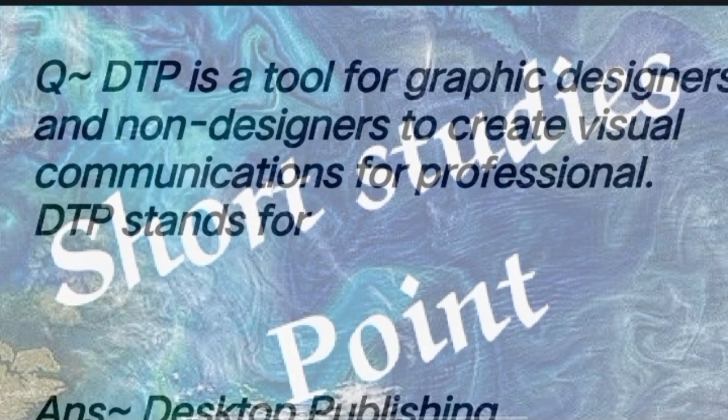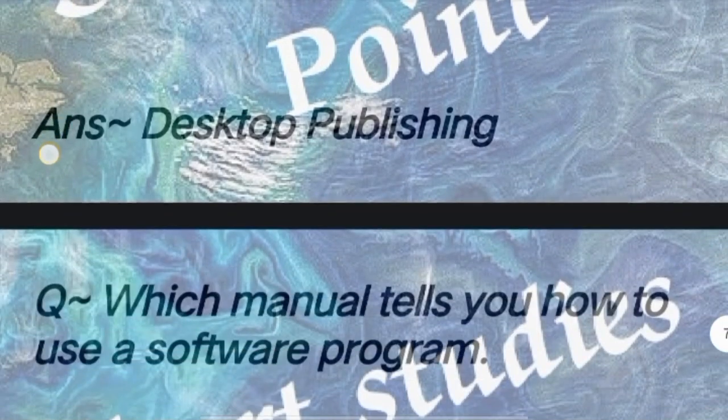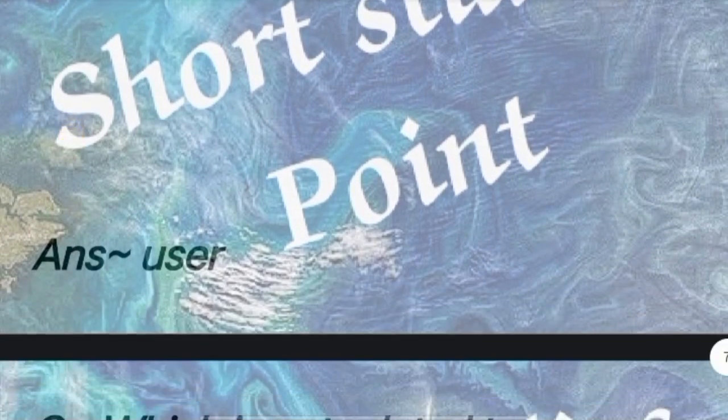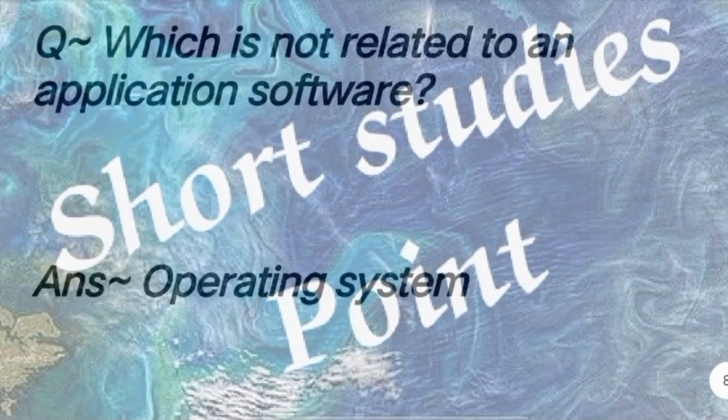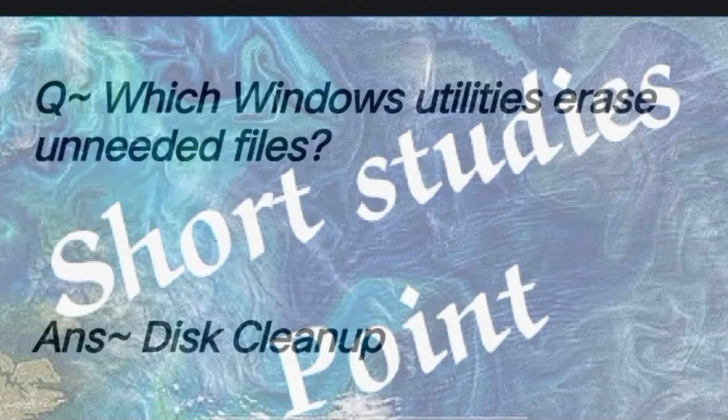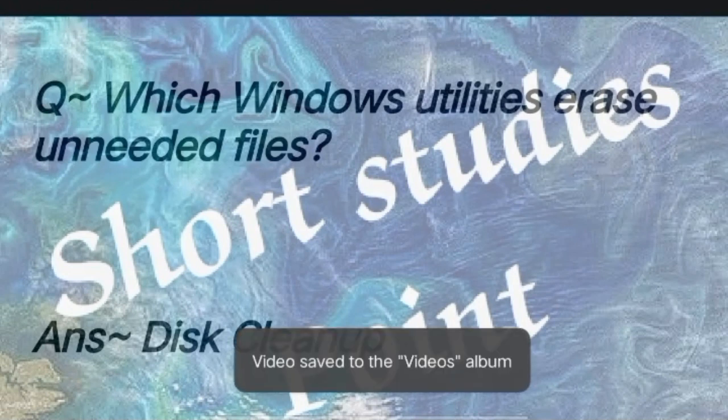Next question: DTP is a tool for graphic designers and non-designers to create visual communication for professionals. DTP stands for. Answer: Desktop publishing. Next question: Which manual tells you how to use a software program? Answer: User manual. Next question: Which is not related to application software? Answer: Operating system. Question: Which Windows utility erases unneeded files?